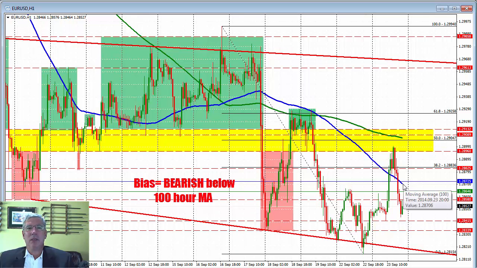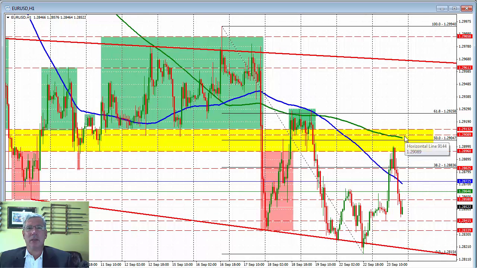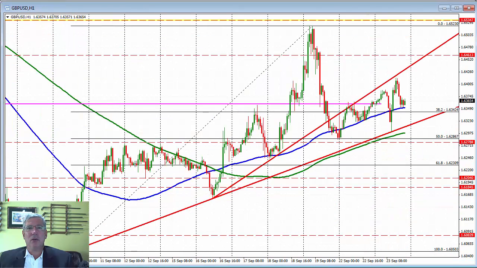As long as the price remains below the 100-hour moving average, the bias remains to the downside in the euro. If we move above the 100-hour moving average, we still need to get above the 200-hour moving average to push this market to the upside here, but we will give a little bit more bullish bias above that 100-hour moving average. Let's move to the sterling versus US dollar.